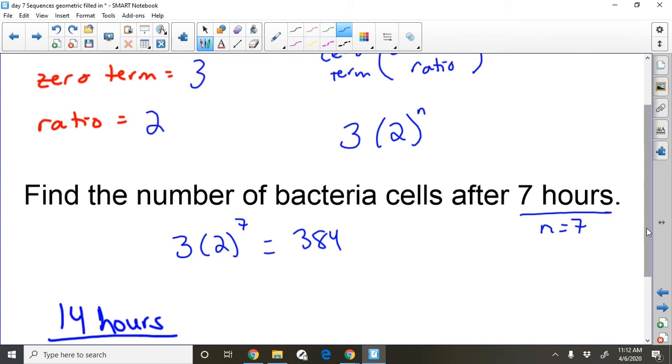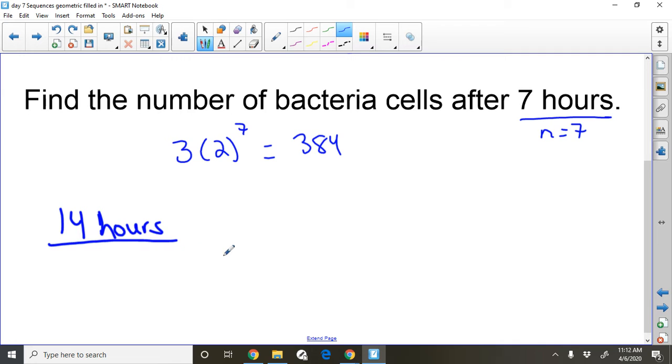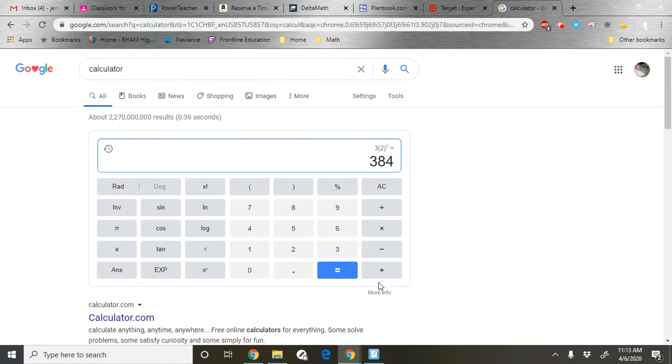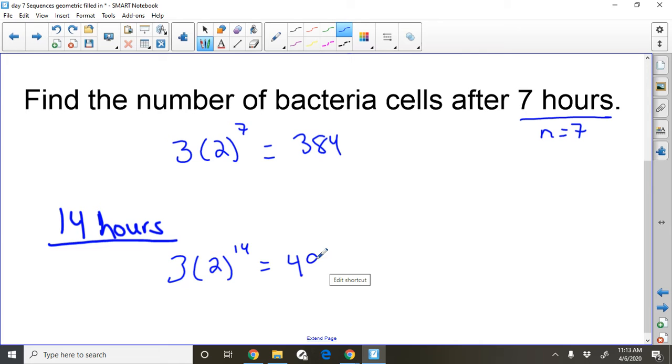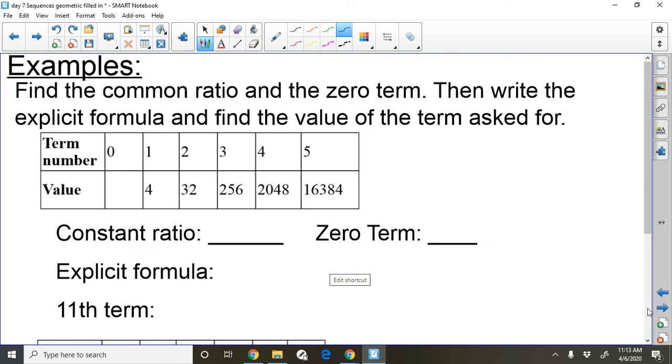Now, let's think about what would happen another 7 hours later, after 14 hours total. I'm going to plug into the formula, but plug 14 in the place of the n. Back to my calculator. 3 times 2 raised to the 14th power, I get 49,152. What you're going to find with these geometric sequences is that because you're multiplying by the same number, they will grow very quickly, and you will get very large answers for your numbers, or very small numbers in some cases.